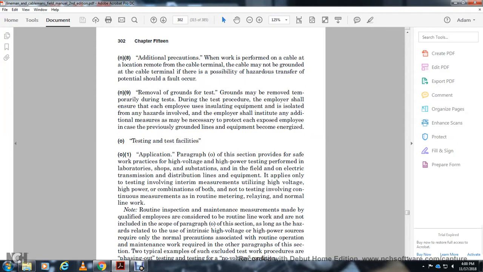Additional precautions. When work is performed at a remote location on the cable, the cable may not be grounded at the cable terminal if there is a possible hazard of transfer of potential should a fault occur. Removal of the ground test. The ground test may be removed temporarily during the test procedure.